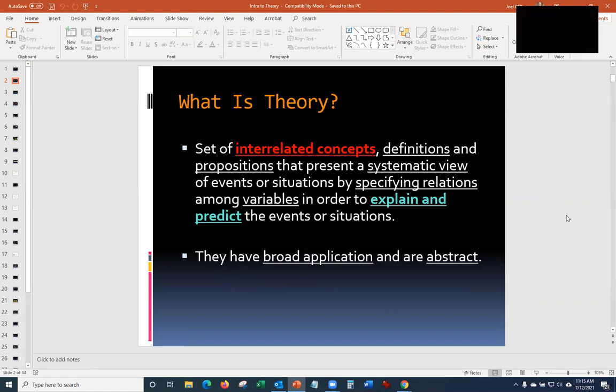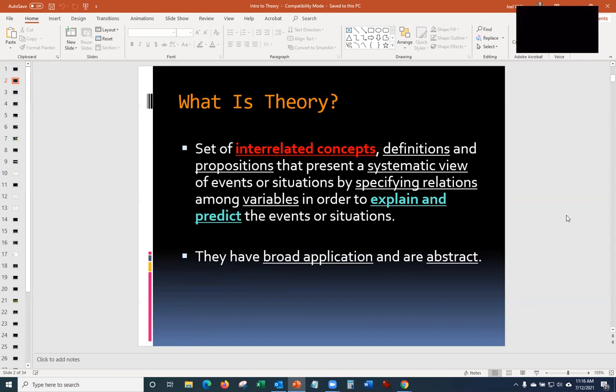Now, to throw a monkey wrench in that, we're also going to talk about something called the social ecological model in a separate lecture. And that is actually not a theory, it's a framework. And so, these terms that we're using can be a little bit tricky, can be a little bit confusing, but I'll make those points along the way to be sure that you understand that.